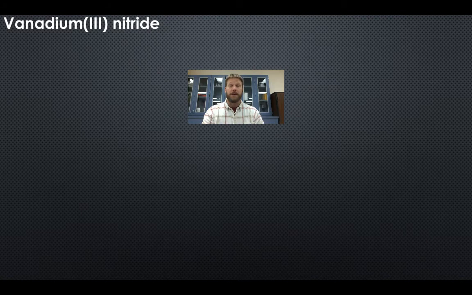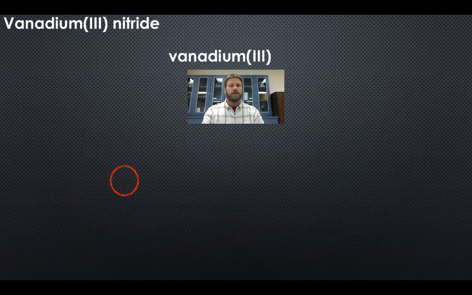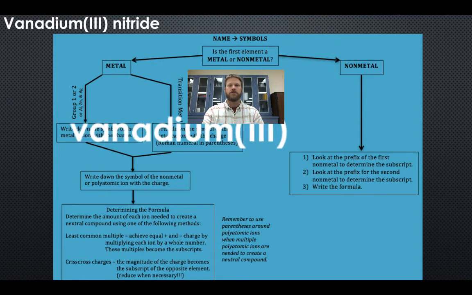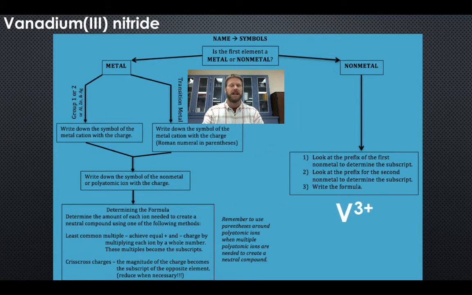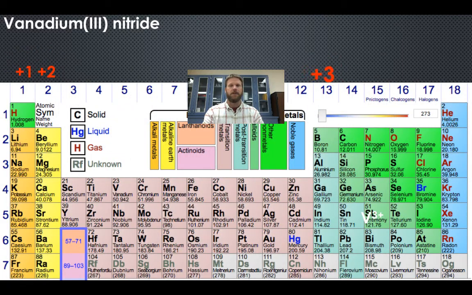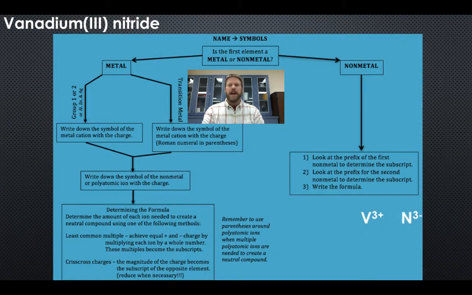Let's look at vanadium(III) nitride. Vanadium is a transition metal. The Roman numerals give that away. So we're going to follow the transition metal naming flowchart. We're going to write down the symbol of our metal with its charge. So that's V3+. We can then look up nitrogen on our periodic table. Nitrogen is in group 5 of the periodic table. Everything in group 5 has a -3 charge on its ion. So we have V3+ and N3-.